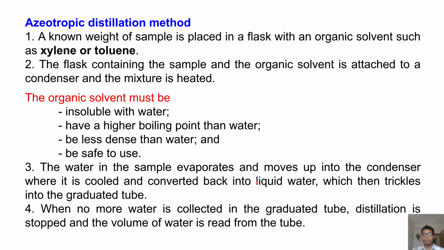The water in the sample evaporates and moves up to the condenser, where it is cooled and converted back to liquid water, which trickles into the graduated tube. When no more water is collected in the graduated tube, distillation is stopped and the volume of the water is retrieved from the tube. So this is the overall method that I have described earlier.